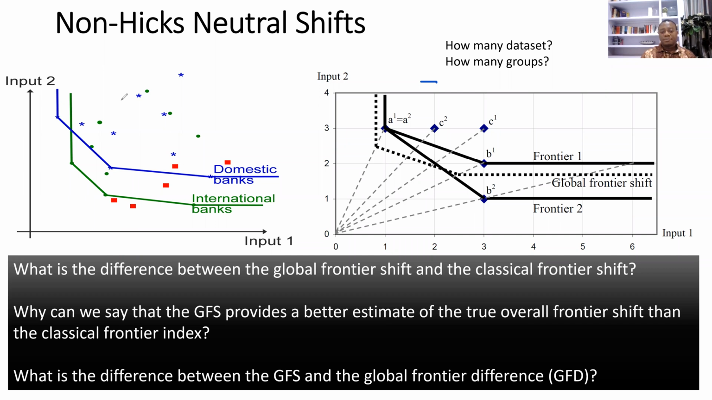Francis. Yes, Doc, the global frontier shift takes into account the geometric mean. The classical one also takes into account the geometric mean. If you remember the classical one, the technological index, it also takes the geo mean. You remember we raise it to the power 1/2. Okay. But still, there's a difference there, even in that one.